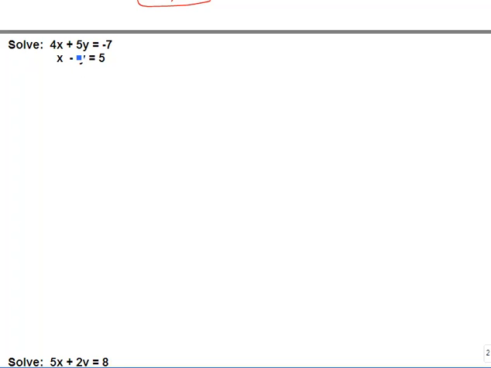Here's my system. The first thing I want to do is write it as a matrix. So we're going to create a new matrix. The top equation becomes my top row, and I'm only using the coefficients. So 4, 5, and -7. The bottom equation becomes my bottom row, so using just the coefficients, I have 1, -1, and 5.